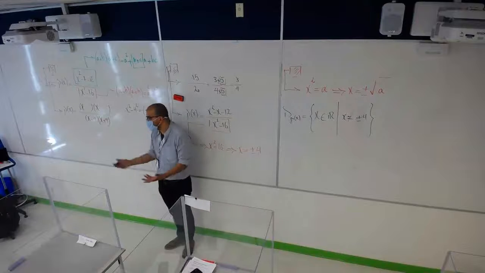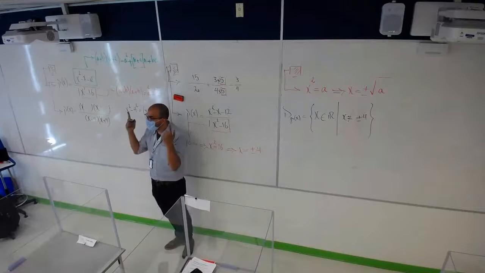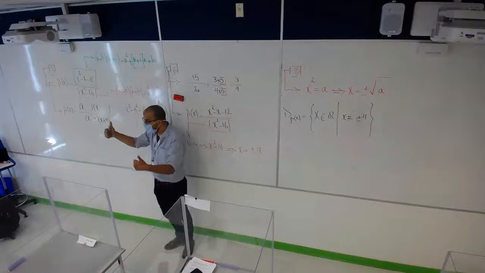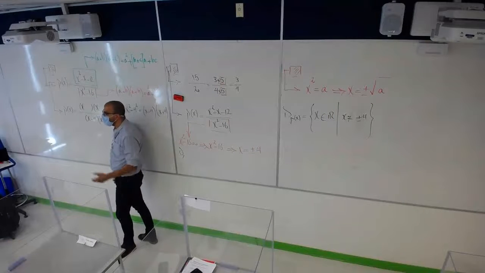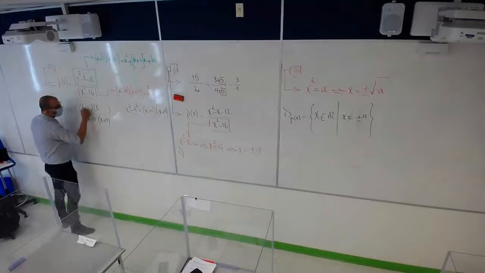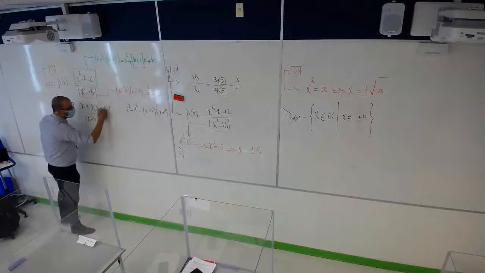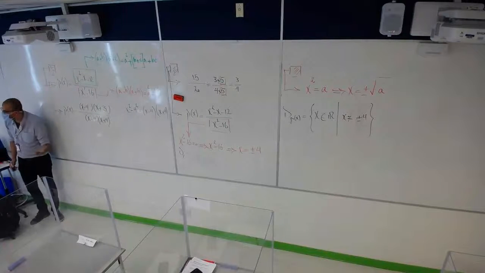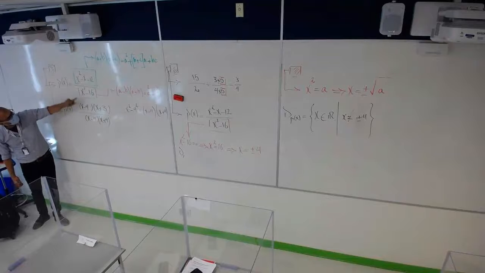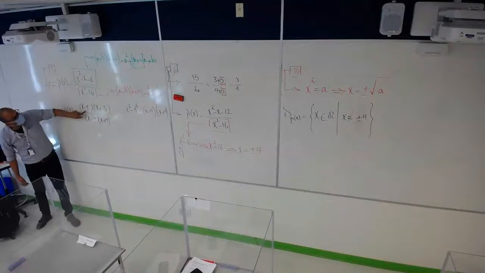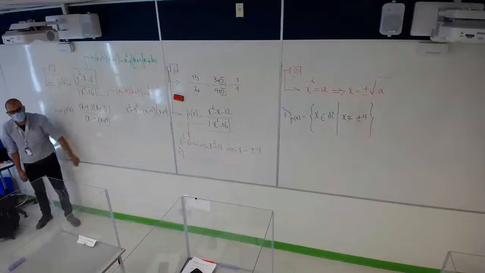4 and 3, that's a good option. 4 times 3 becomes 12. Good, but when you add them, you get 7, not -1. So -4 and 3. That's right. Now it's factored. Look at that: x squared minus x minus 12 factors as x minus 4 times x plus 3.